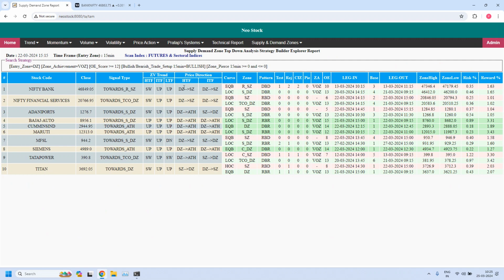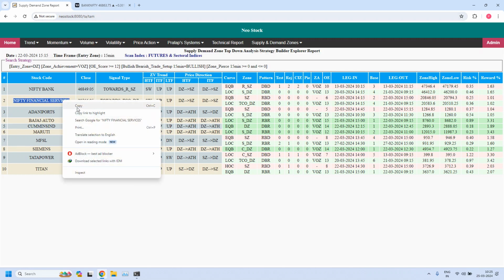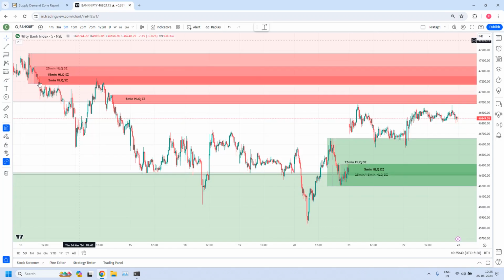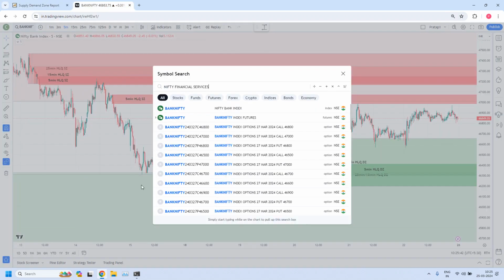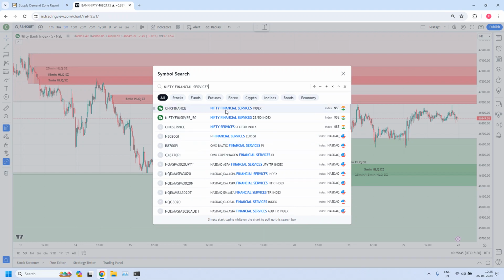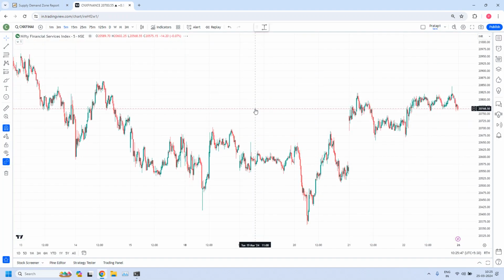Nifty Bank is there, but in yesterday's video we had a detailed analysis on Nifty Bank. So let us select the next one, Nifty Financial Services. Nifty Financial Sector is nothing but FINNIFTY. We have this index in the F&O for trading purpose. In TradingView, I am selecting the index, Nifty Financial Services.